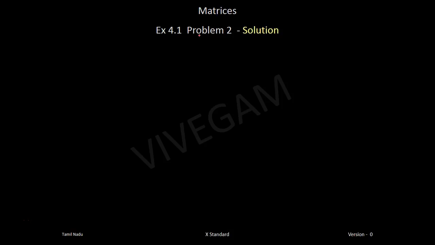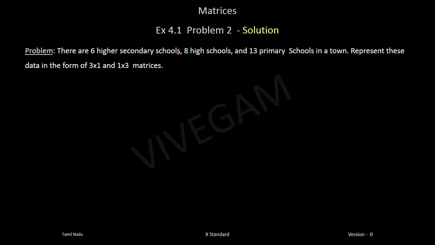Exercise 4.1 problem 2 solution. There are 6 higher secondary schools, 8 high schools and 13 primary schools in a town. Represent the data in the form of 3 by 1 and 1 by 3 matrix. That is basically 3 rows and 1 column and 1 row and 3 columns. Okay. And the data is given here: 6 higher secondary, 8 high schools and 13 primary schools.